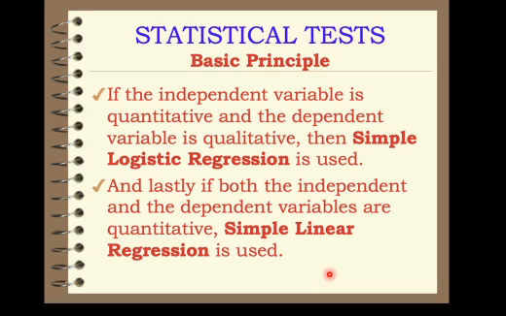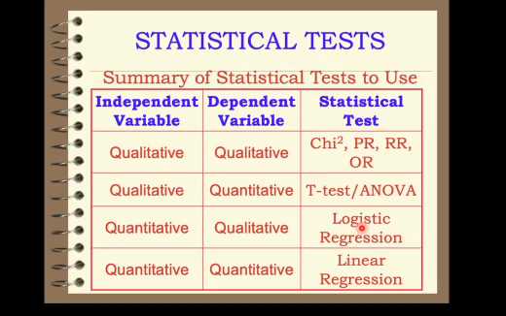Now, if the independent variable is quantitative and the dependent variable is qualitative, then simple logistic regression is used. And lastly, if both the independent and the dependent variables are quantitative, then simple linear regression is used. We can also use Pearson's correlation coefficient. Now, this table should come handy.